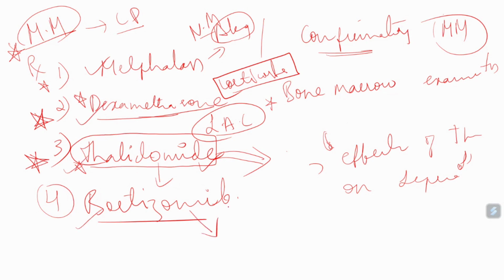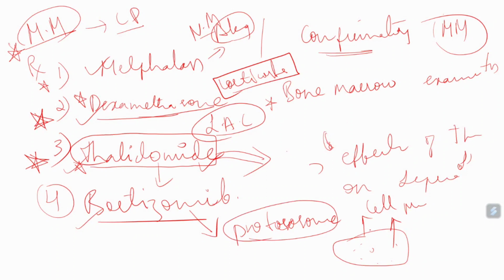Actually, this bortezomib, what it does is go and inhibit the proteasomes. There are some enzymes called proteasomes. For example, imagine this is a cell. In the cell we have some enzymes which are called proteasomes. These proteasomes are important in the breakdown of certain proteins, and they help in the formation of new proteins, and with that they help in cell proliferation. So these proteasomes are helpful in cell proliferation.